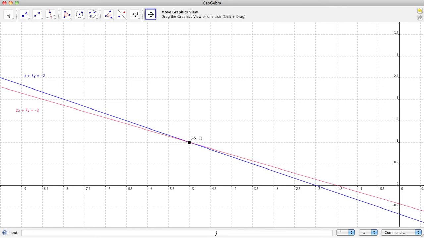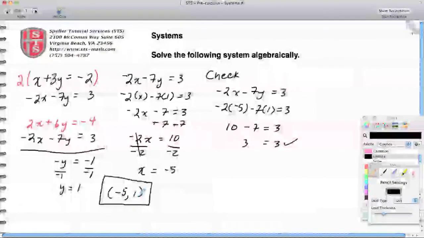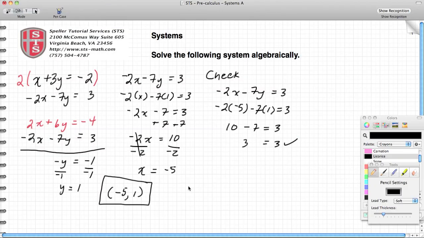And if we flip back to our algebra, we see that -5, 1 is the location where these two linear equations intersect.